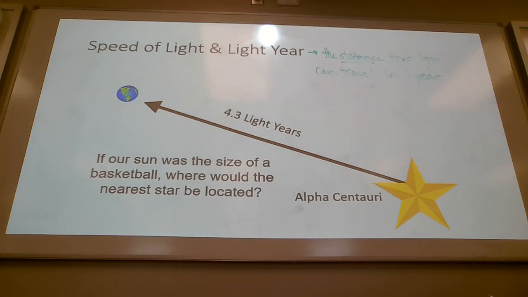1 light second is how far light travels in 1 second. That would be 7 times the circumference of the Earth, seven lengths of the equator. 1 light second. 1 light year is a huge distance. Alpha Centauri is 4.3 light years away from Earth.